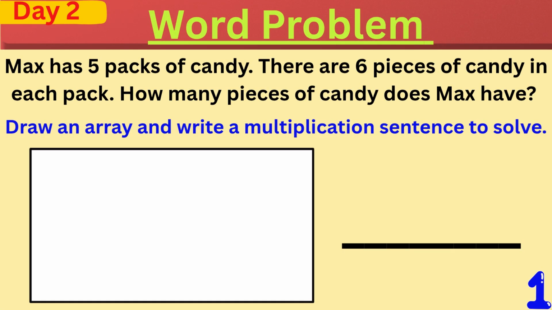Number 1, word problem with 2 parts. Part 1. Max has 5 packs of candy. There are 6 pieces of candy in each pack. How many pieces of candy does Max have? Part 2. Draw an array and write a multiplication sentence to solve.